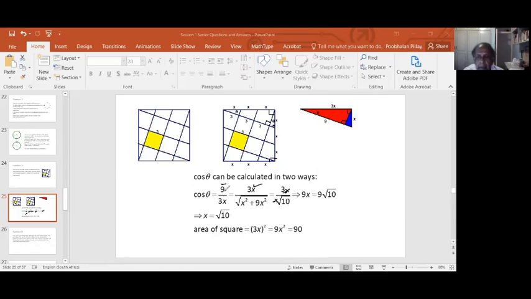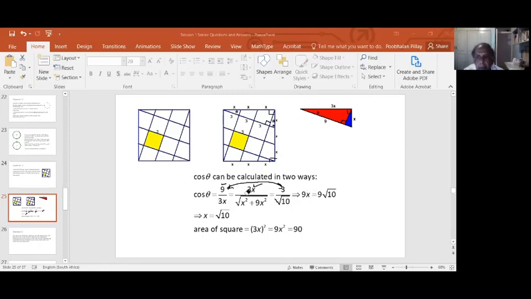So now, if you look at this part here, you have 9 over 3x equals 3 over root 10. So you have an equation. If you cross multiply, 9 times root 10 is equal to 3 times 3x. These x's have disappeared, they cancel. Let me just take it out for clarity.